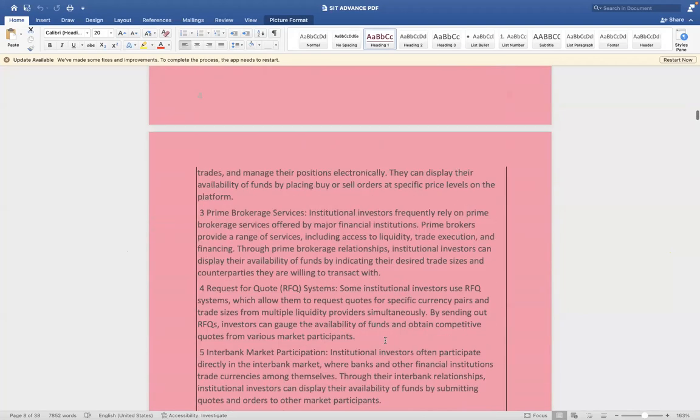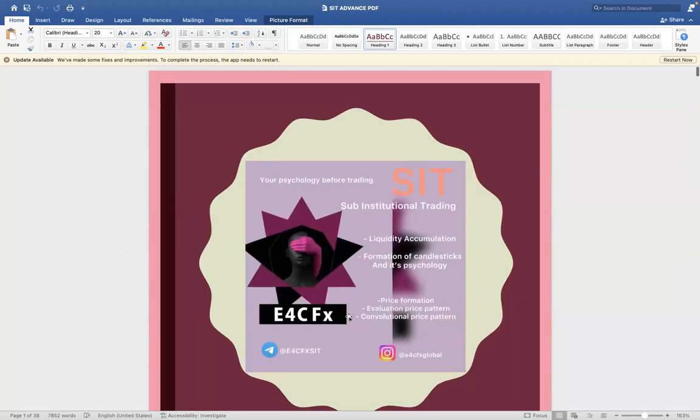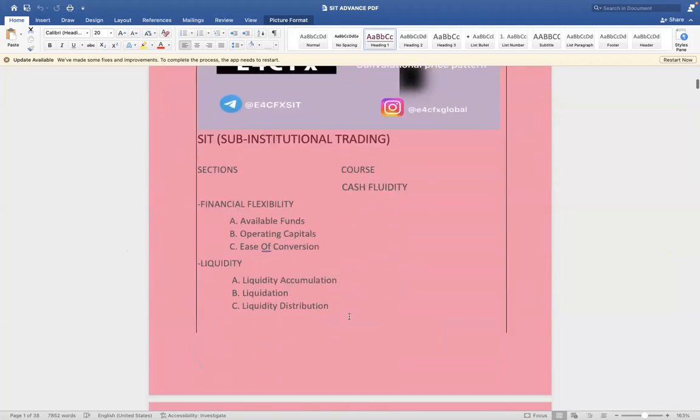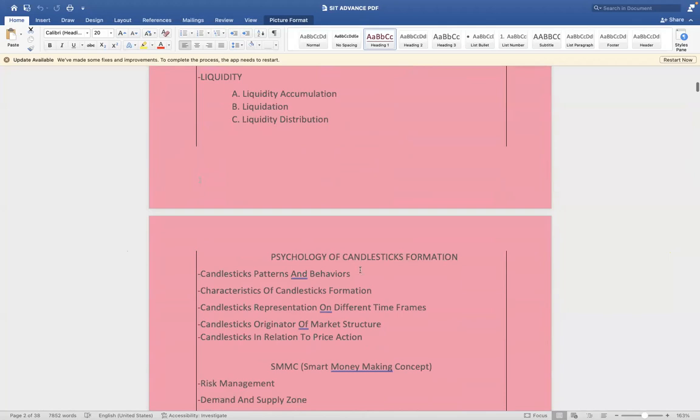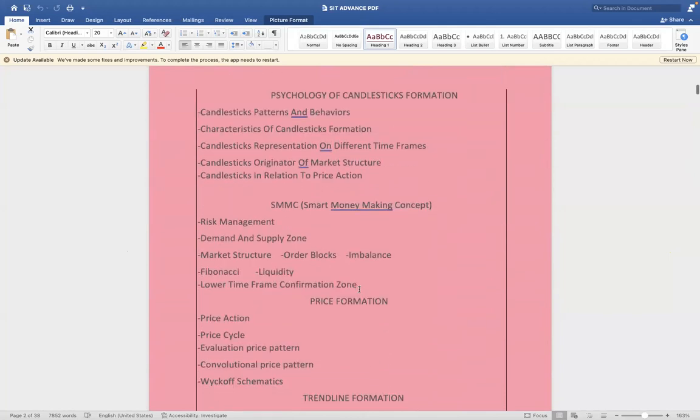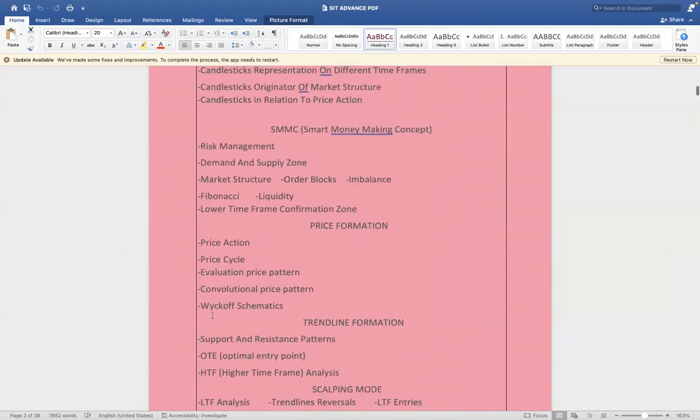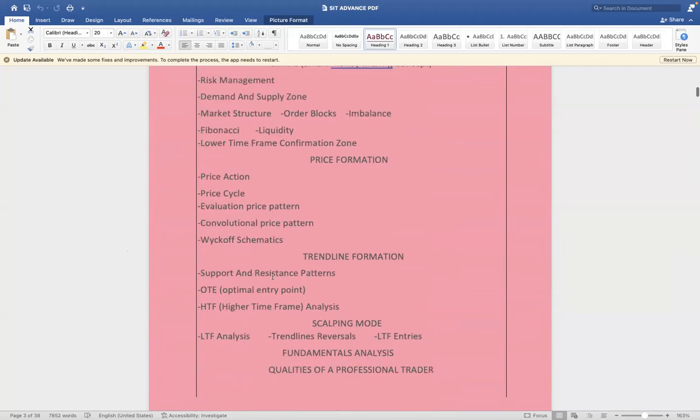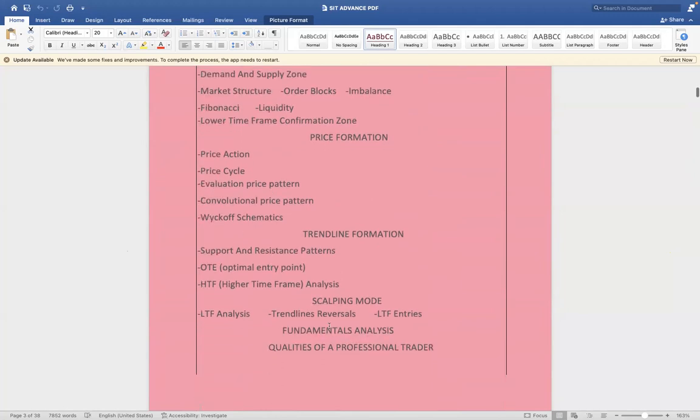If you look at the concept here, you see that it's different, right? You can see psychology of candle formation and all of that. You can see convolution, Wyckoff evolution, price cycle, price action, and every other thing.